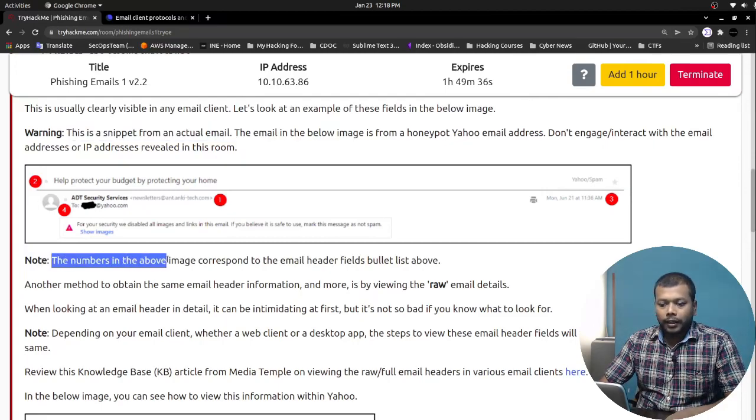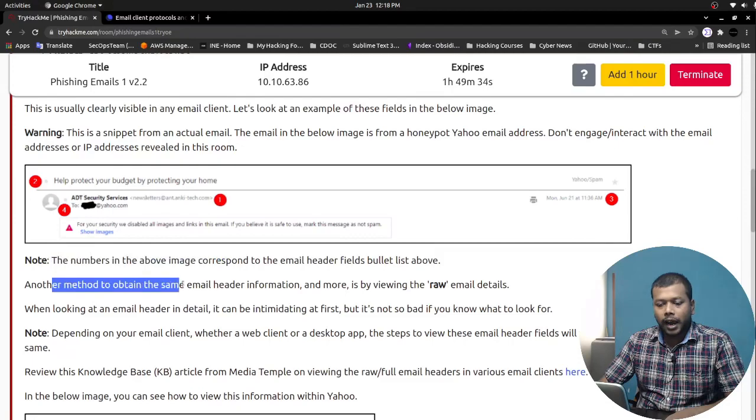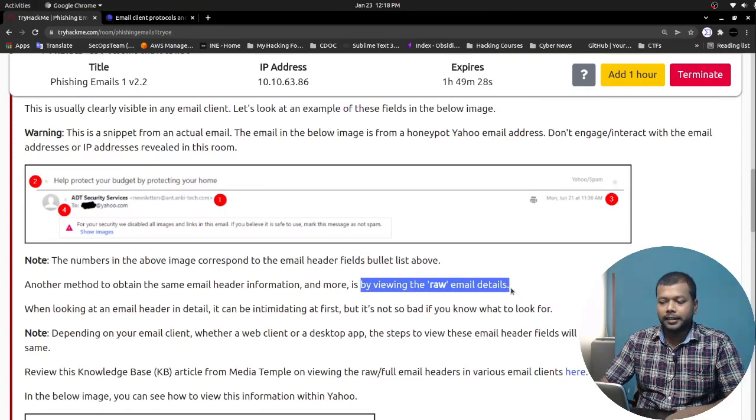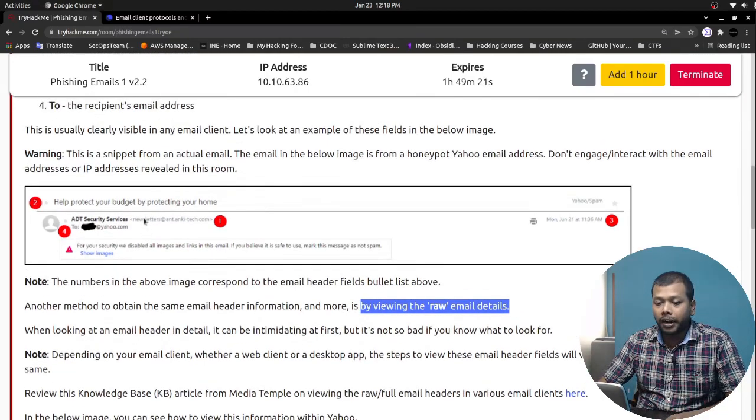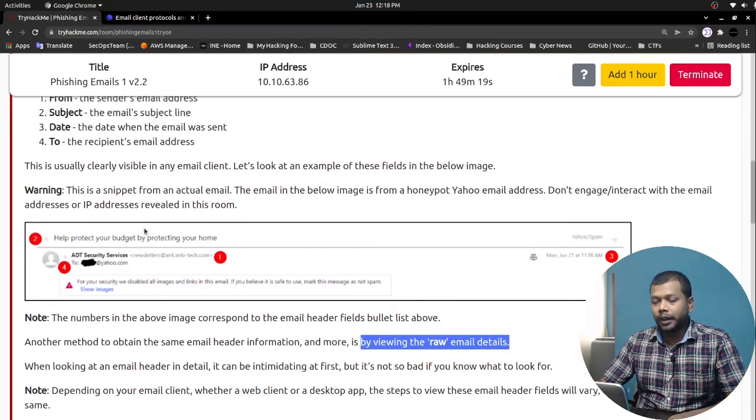So this is it. We accomplished task 3, email delivery. And the next one is email header. This is where you must focus, because every email has two parts: one is the email header, another one is the email body. So that is what they give here.